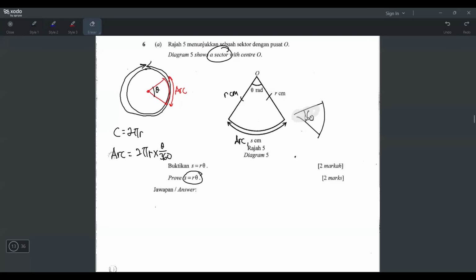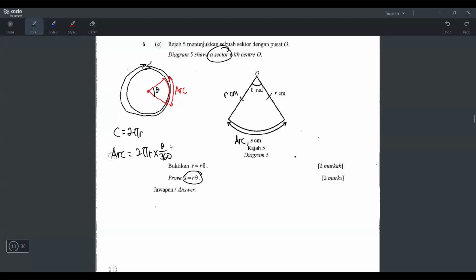Okay, lebih besar you punya theta lagi wider. Okay, the wider your angle theta here, then your arc lagi panjang lah. Because the arc is directly proportional to the theta, to the angle, right? So this is the formula to find arc.